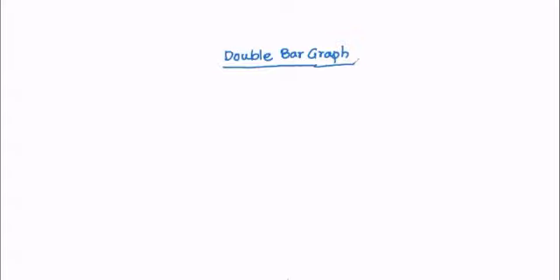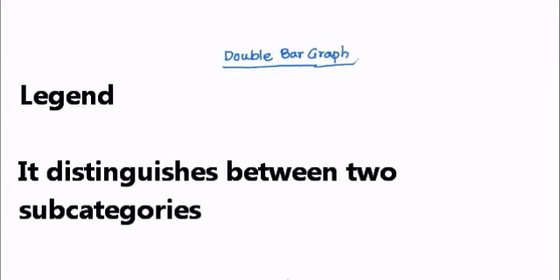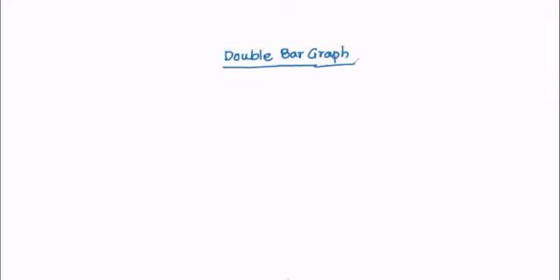One is that we have to write something called legend. A legend distinguishes between two subcategories, and we also need to ensure that we keep double distance between the categories, because we have to draw two single bars in each category.